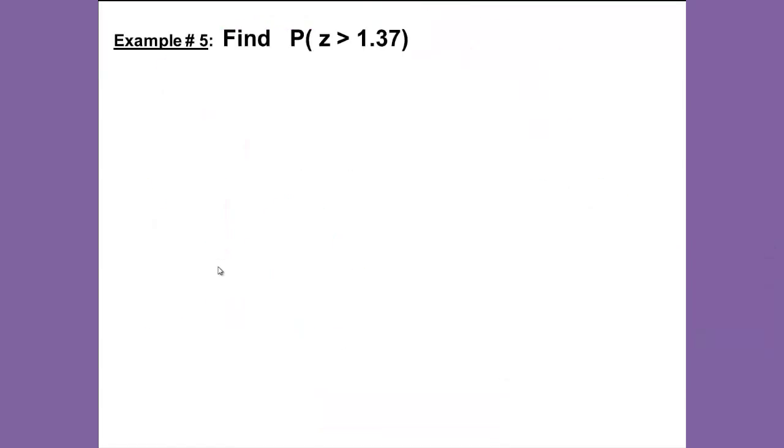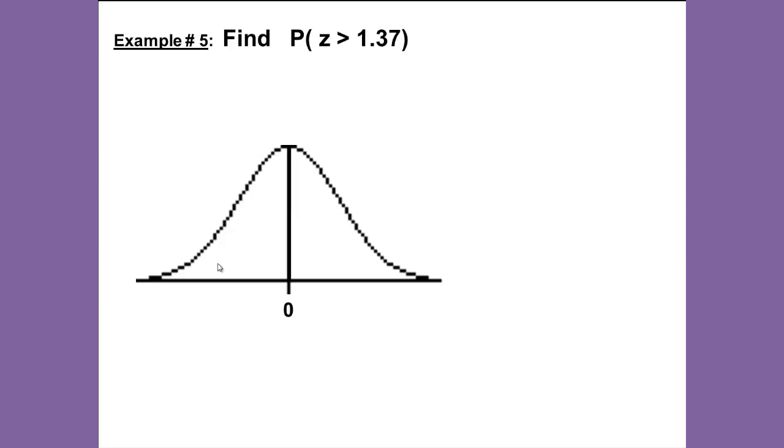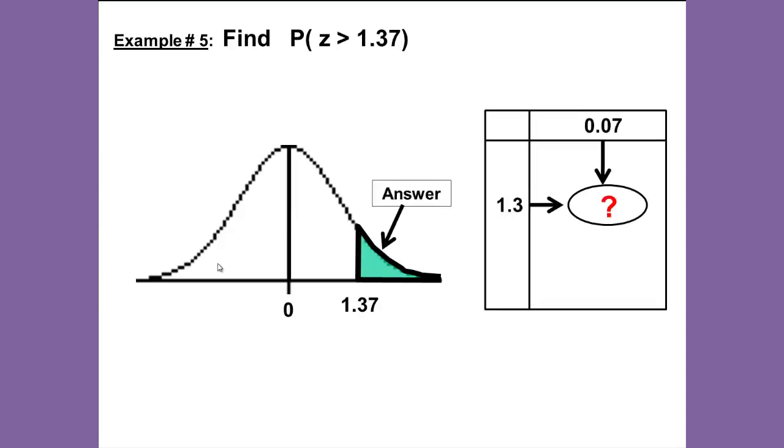Let's do an example. Find the probability that z is greater than 1.37. We need to find the probability that the z value is greater than 1.37. Take your graph, mark your 0, mark your 1.37. Because it's greater than, we shade to the right. That will be our answer.